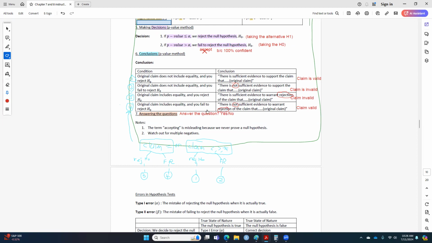So usually when they ask you to answer the question, you just figure out whether the claim is valid or not. Claim is valid. Okay, so that's one way to answer the question.